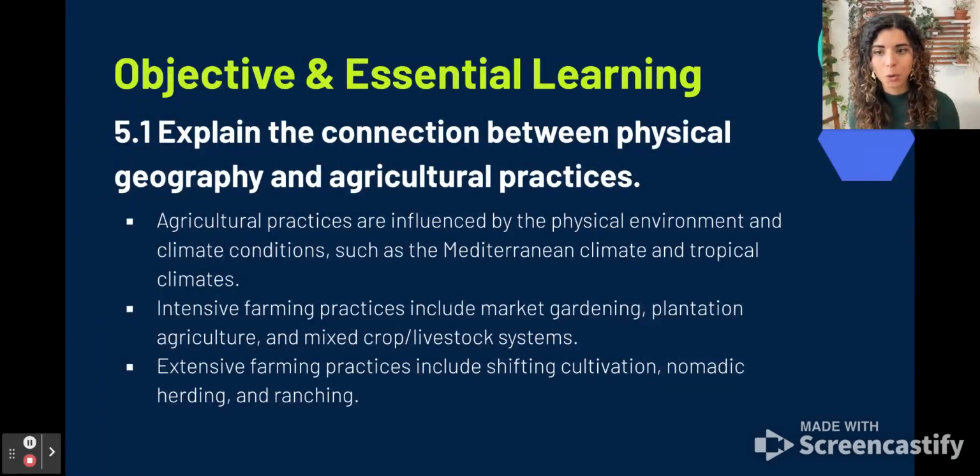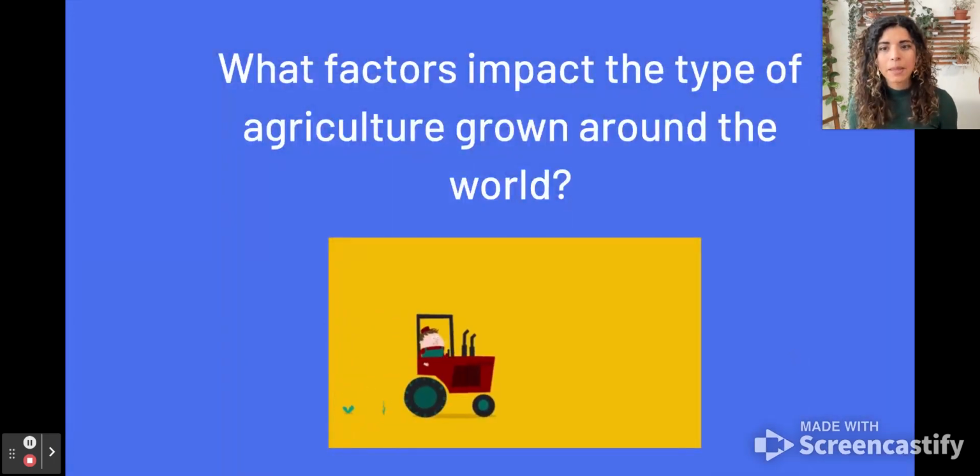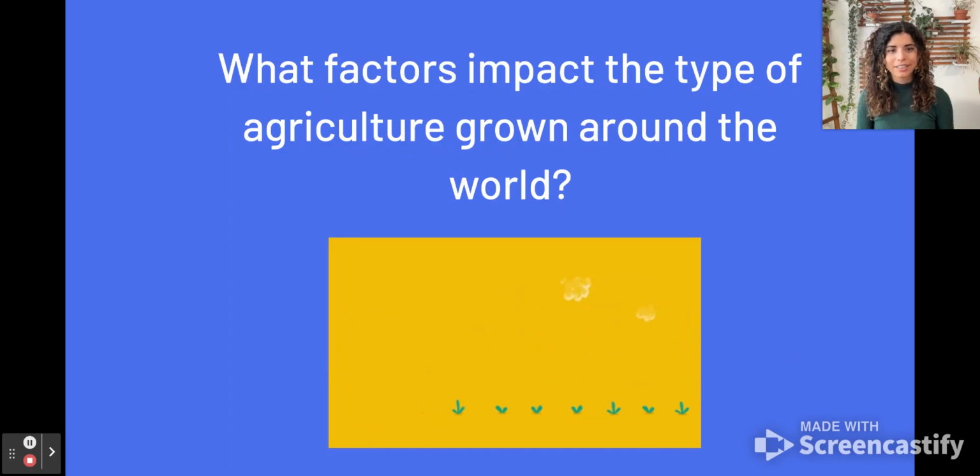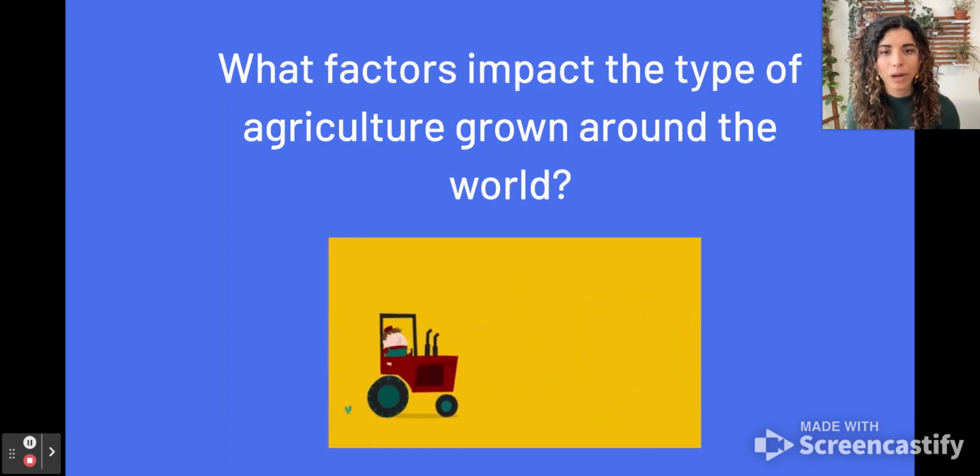So, from College Board, the objective and essential learning for today: explain the connection between physical geography and agricultural practices. Agricultural practices are influenced by the physical environment, such as climate conditions. We see examples like the Mediterranean climate, tropical climates, and so on. And also, we'll be looking at intensive and extensive farming practices and get into a little bit of details on that. So, what factors impact the type of agriculture grown around the world?